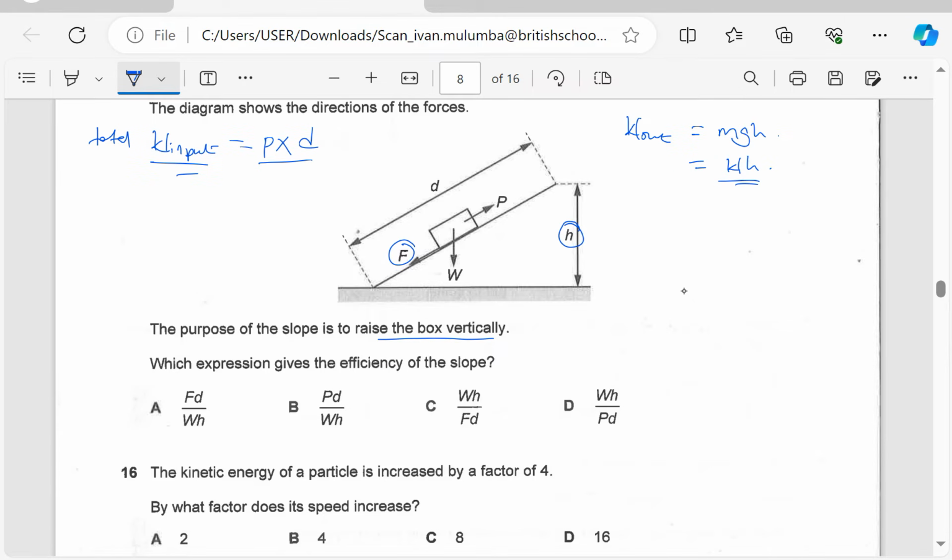Which expression gives the efficiency? So the efficiency is going to be equal to the useful work output over the total work input.